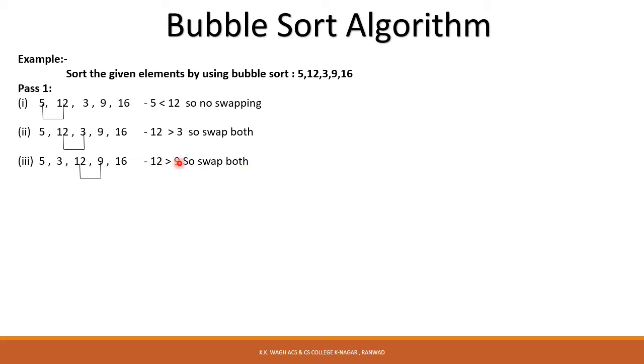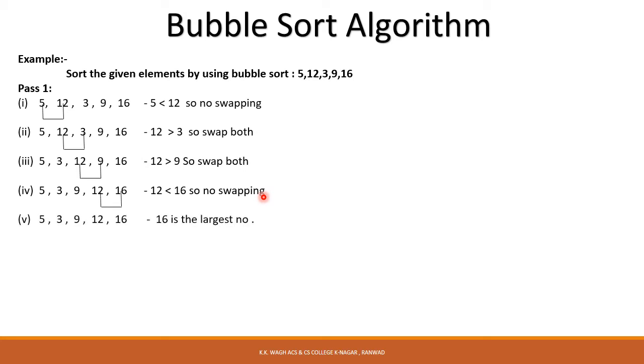We are swapping these two elements because we have to arrange these elements in ascending order, that is the lesser element first and then the greater element. After swapping, we got the numbers 5, 3, 9, 12 and 16. And now for the last time we compare 12 and 16. Here 12 is already lesser than 16, so there is no need of swapping. So this is all about pass 1.